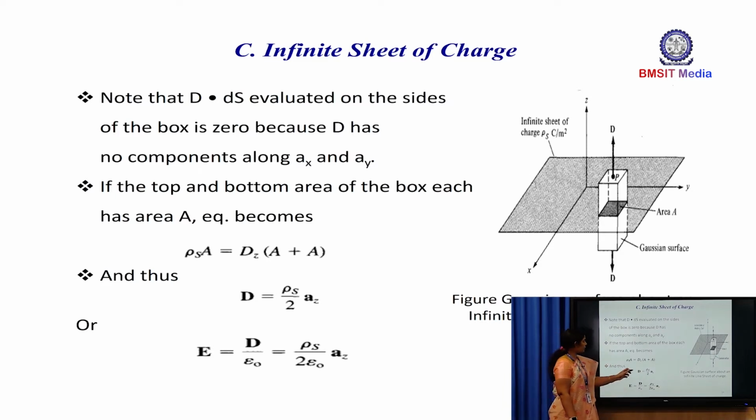Or you can also, as we know from electric flux density, D is equal to epsilon naught E. So from that E is equal to D divided by epsilon naught. Now substitute the D value here, rho s divided by 2 epsilon naught into Az. So this is how we applied the Gauss law to determine the field for a sheet of charge.